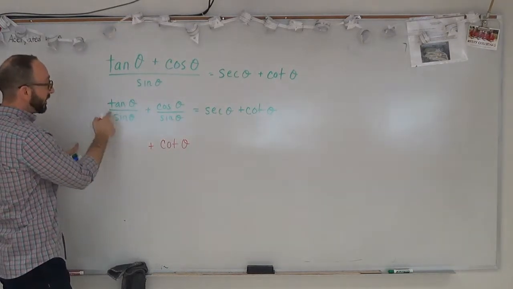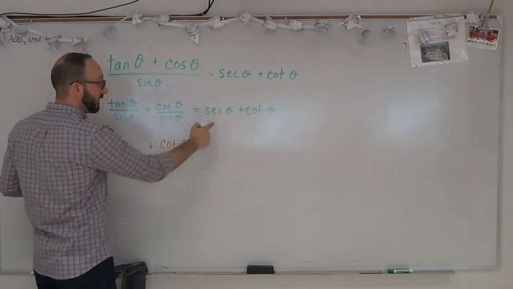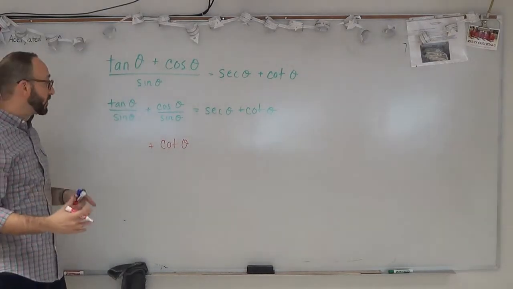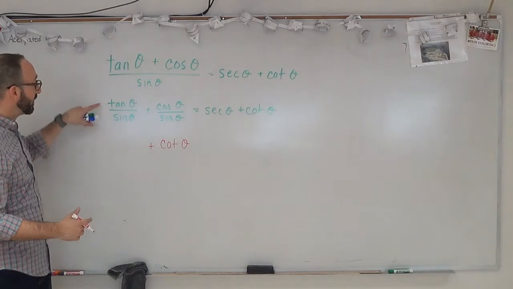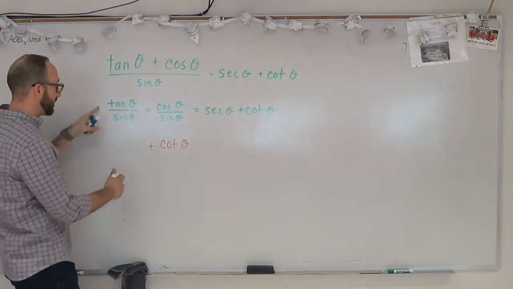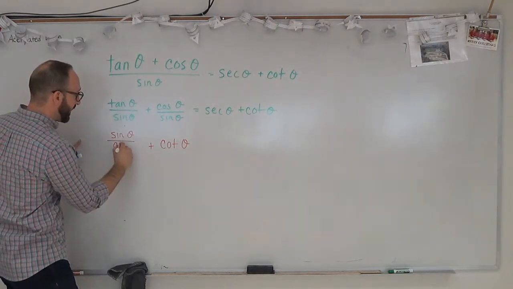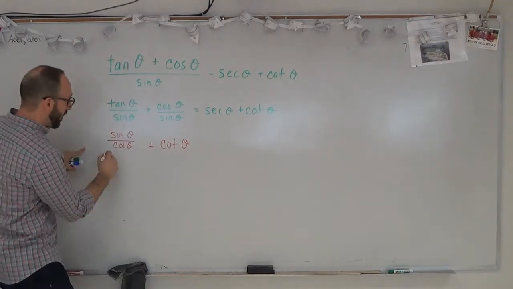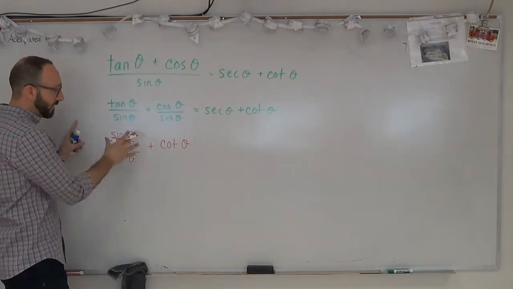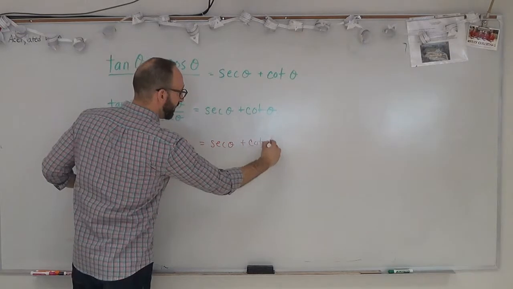Now we need to deal with tan theta over sine theta. We're trying to turn this into secant theta. Well, secant theta we know is 1 over cosine. So I think what I'm going to try to do here is rewrite tan theta in terms of sines and cosines and see what happens. So let's do that. So tan theta is sine theta over cosine theta. And now that's all going to be over sine theta. So again, in the end, this expression should equal secant theta plus cotan theta.